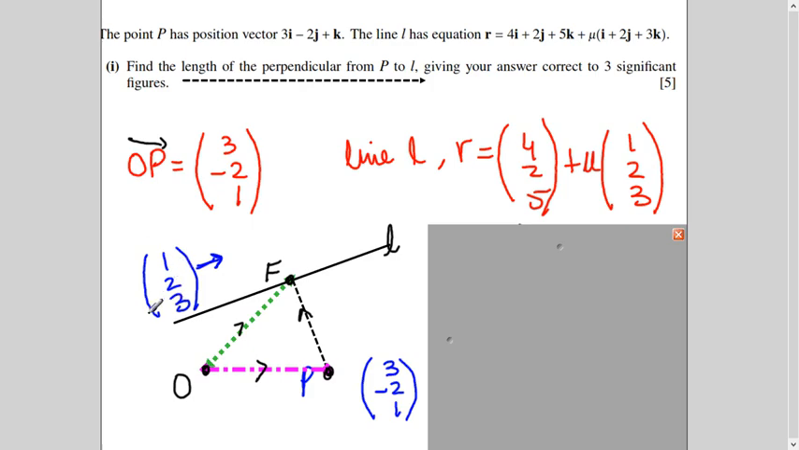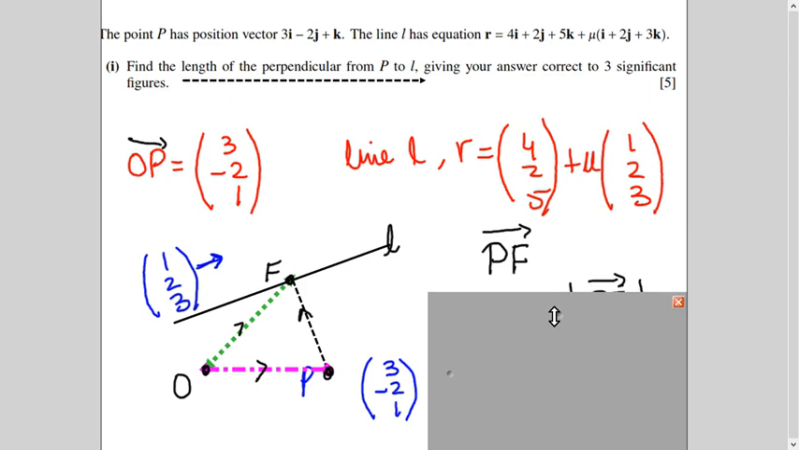This (1, 2, 3) is the direction of the line, and this (3, -2, 1) is the OP vector, which is the position of the point basically. So now you have to find out the PF distance. To find distance PF, it means find vector PF first of all, and then take out its magnitude, because this will give you the distance.